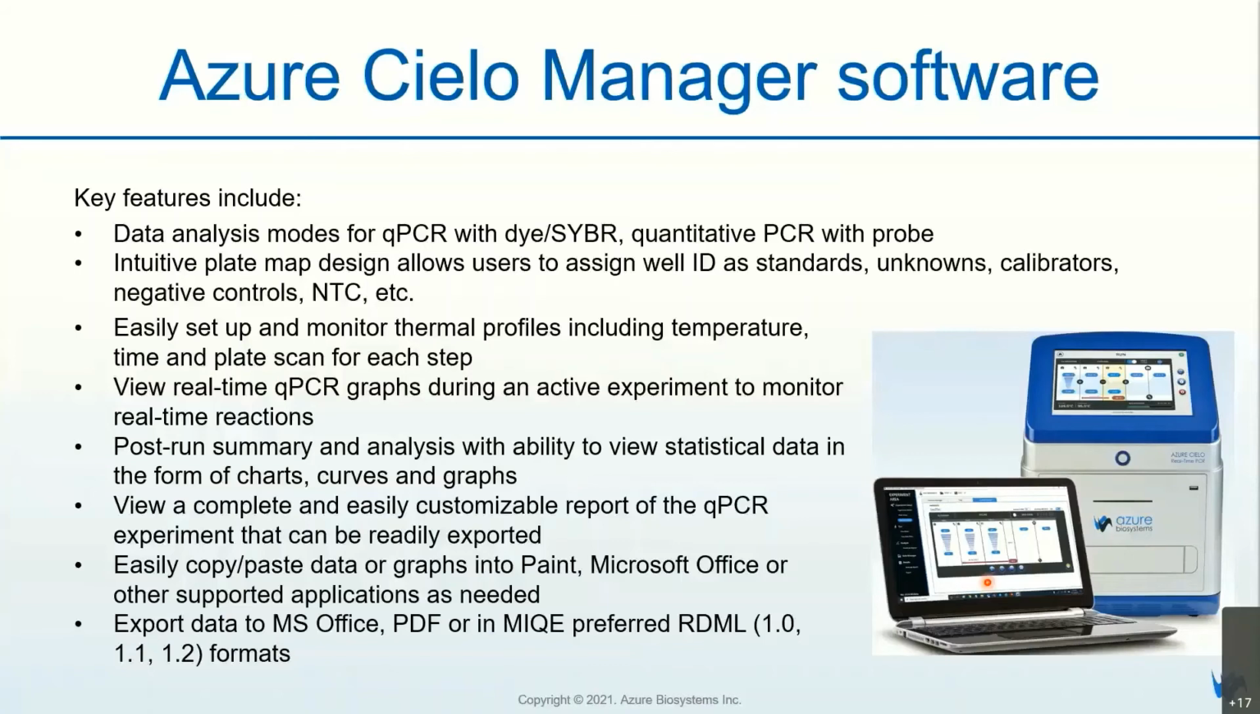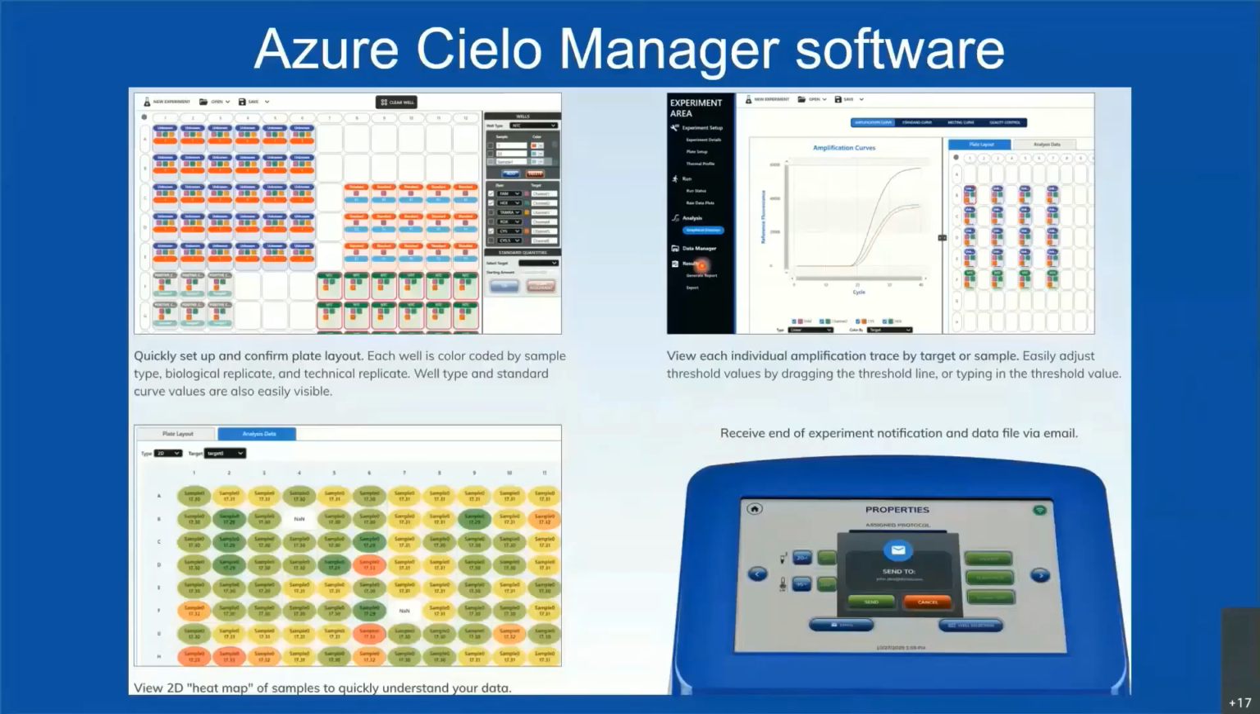And also, if you are doing your Qpcr according to the MIQE guidelines, then we have the option for you to export it in different formats according to the RDML format. So this is a very brief look at the Cielo software. Like I said here, with the Cielo machine itself, you can receive an email notification containing the data itself, and also telling you that your run is completed once you set up your email address, so you do not need to use a USB and go plug into the Cielo machine.